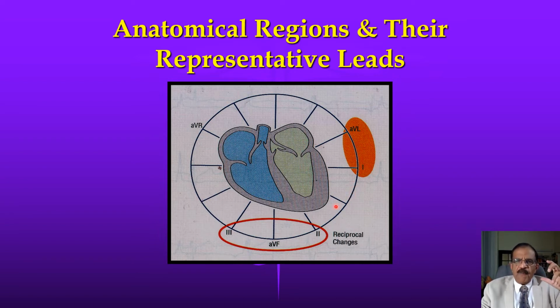So to sum up, V1 to V6 represent the anterior surface of the heart. 2, 3 and AVF represent the inferior surface of the heart, and 1, AVL and then V5, V6 represent the left lateral surface of the heart. So we have already learned the ECG changes, and now we know which group of leads represents which part of the myocardium. That is how we localize infarction on the basis of ECG.